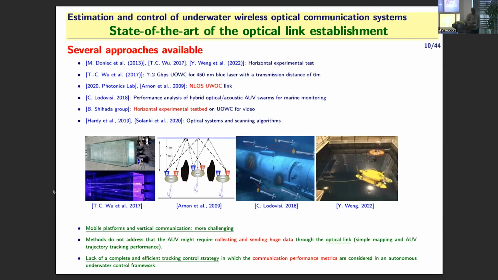As we can see, the mobile platform and the vertical communication are more challenging tasks. Some methods also do not address that the AUV, the autonomous underwater vehicle, may be required to collect and send huge data. It's important to note that when we refer to optical wireless communication, it's for the data rate. We want to share or send more data over those optical links. There is also a lack of a complete and efficient tracking control strategy in which the communication performance metrics are considered.